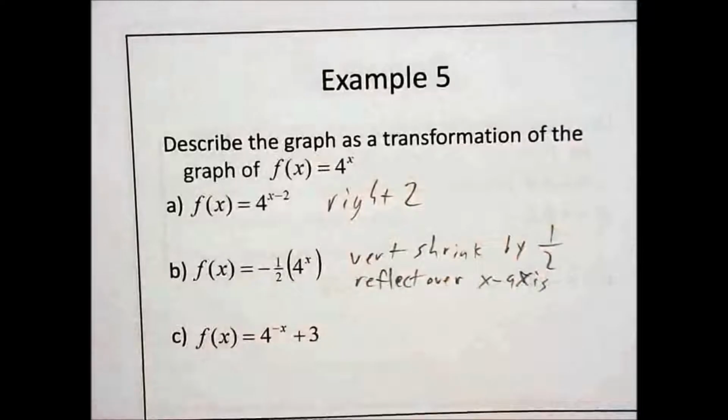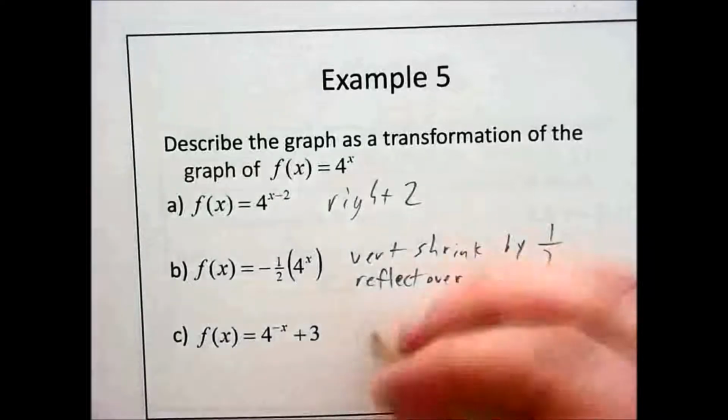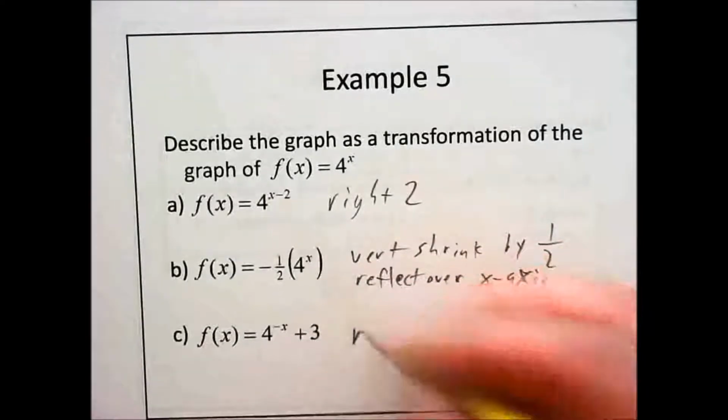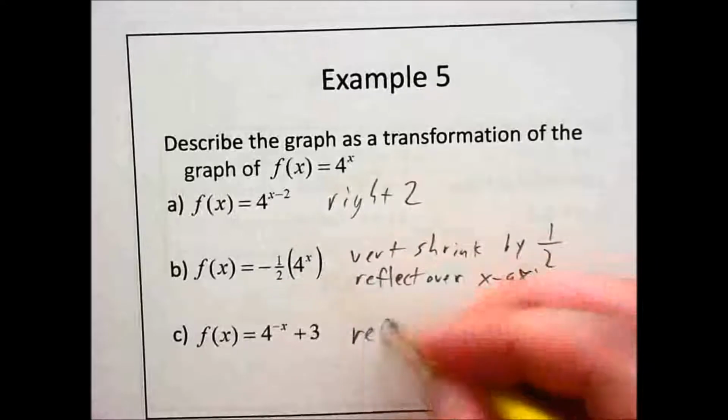What about this one? It's going to do what now? So the negative sign is going to reflect it over what? The y-axis, which will change it from growth to decay. So I think that's what you're getting at. So it's going to reflect over the y-axis.